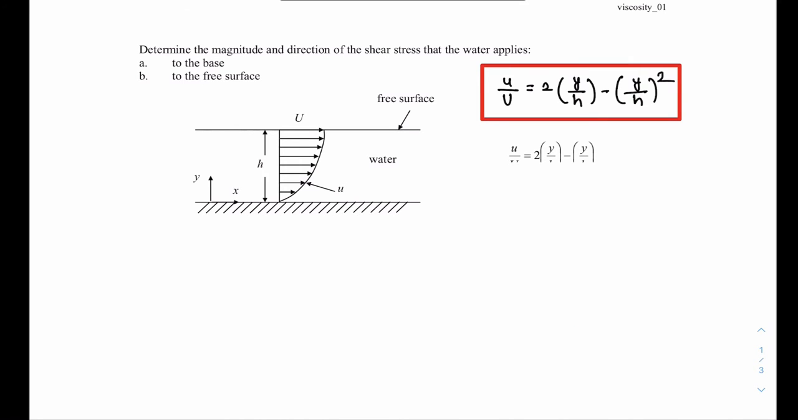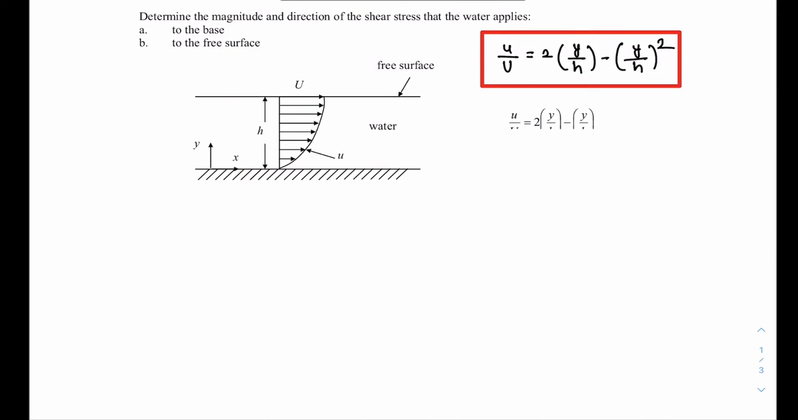In this example, we are asked to solve for the magnitude and direction of the shear stress that this water is applying on the bottom surface and the free surface. We are also given the velocity profile of the water, which is a parabolic velocity profile given by this formula. So let's look at the solution to this problem.